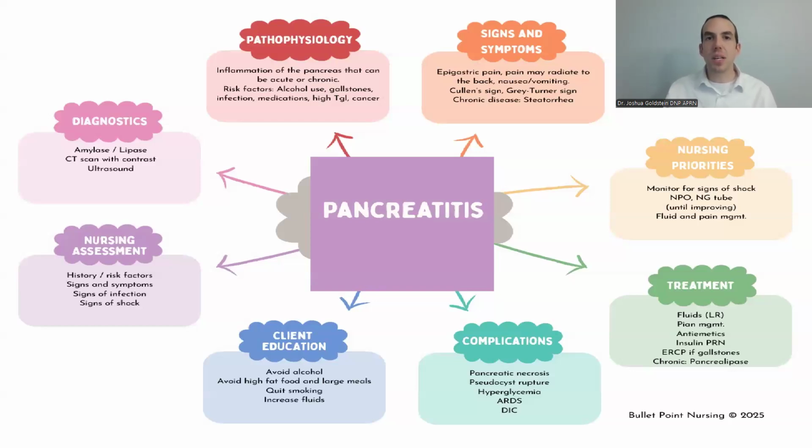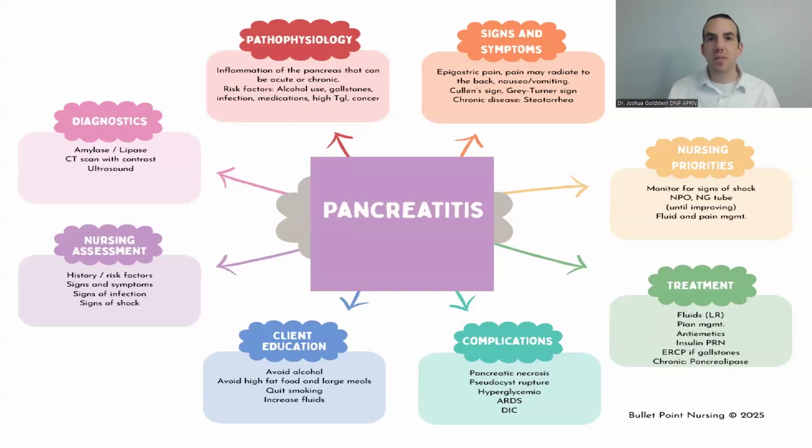The nursing assessment that we're going to do, we're going to start with a history and check out the risk factors like we just mentioned to see if we can start to put some pieces together. We're going to assess for all the signs and symptoms that we just went over. We're going to assess for signs of infection because that would be one of the underlying causes. So if they have a high white cell count, a fever, things like that, we want to know in case that points us towards infection so that we treat it with antibiotics.